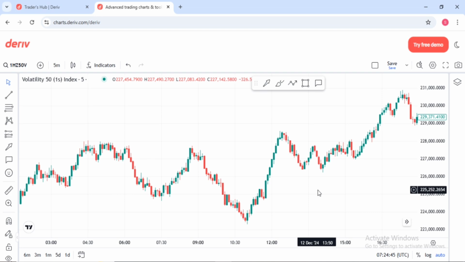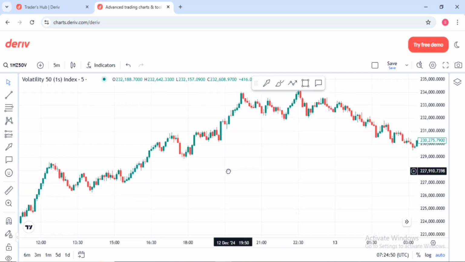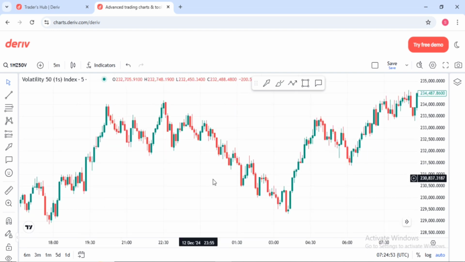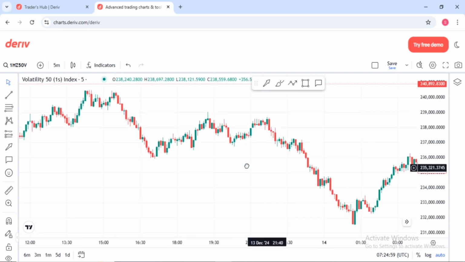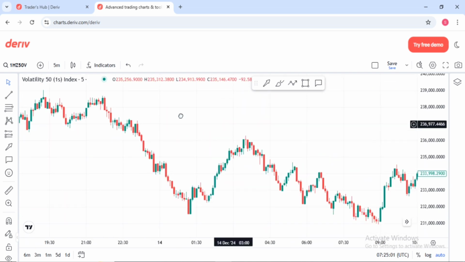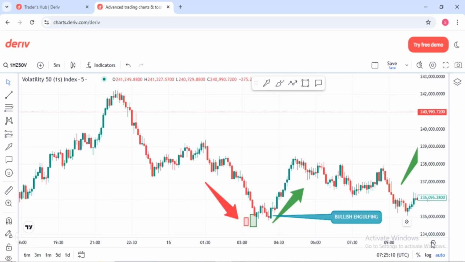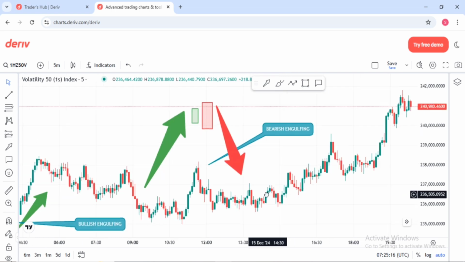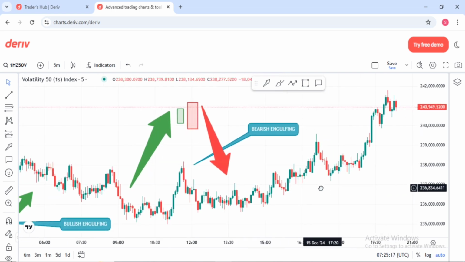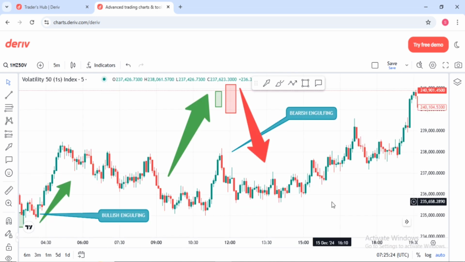So having said that, I'm saying to those of you that are not new to this, I want to say that sometimes the bullish engulfing and the bearish engulfing candle patterns can be formed by more than 2 candlesticks. Let me see whether I can give you an example of that.